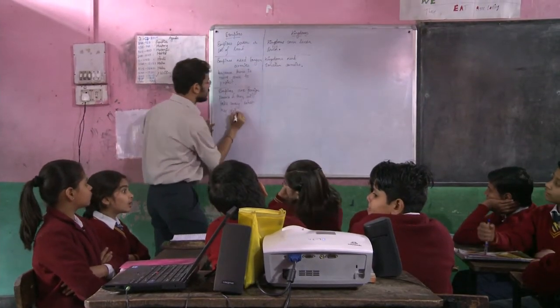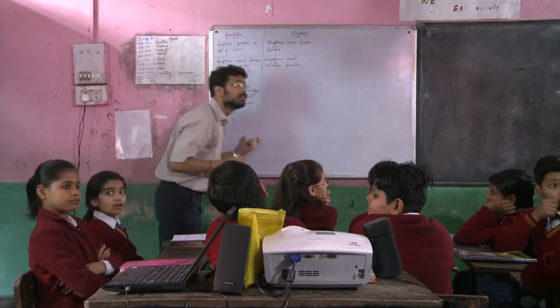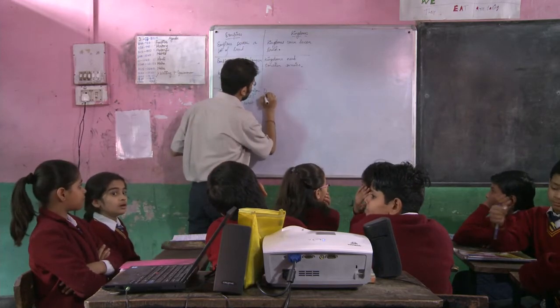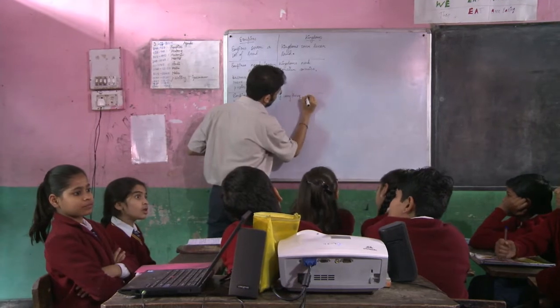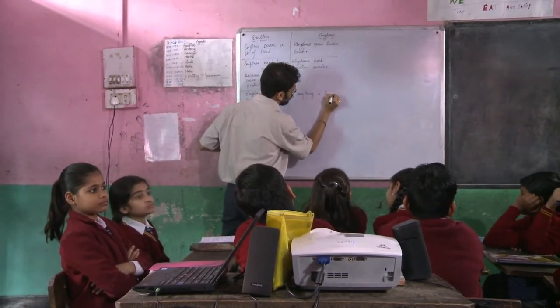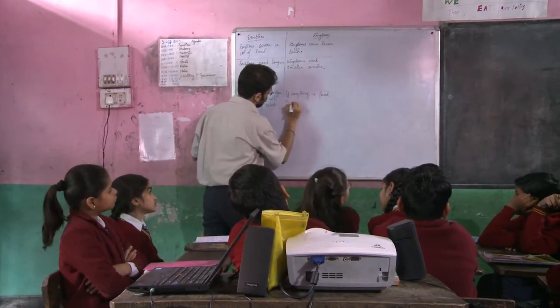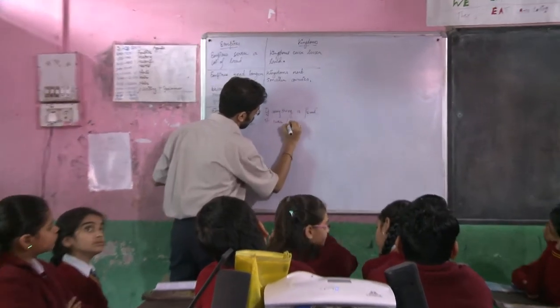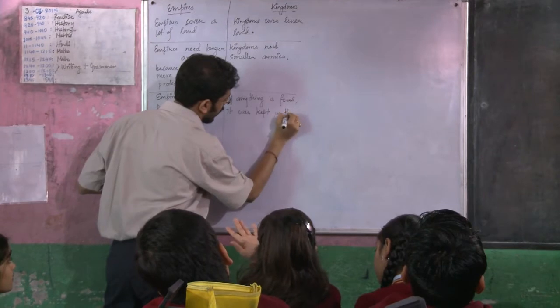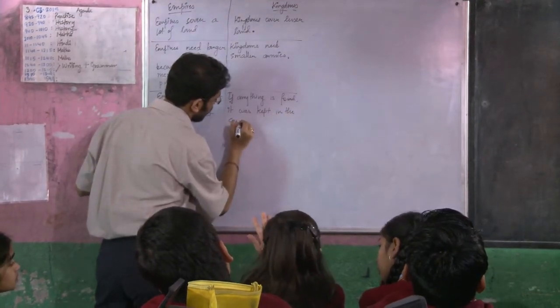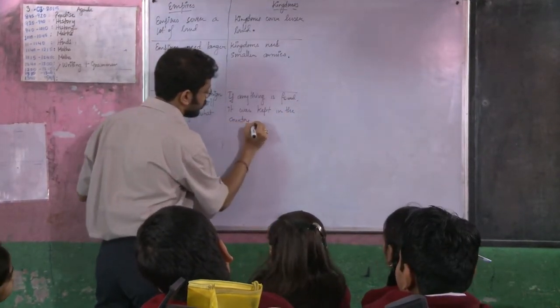Okay. What happens in kingdoms? In a kingdom, if anything was found, the king only lived in that country. If anything is found, then it was kept by the king. But after they died, it was the property of that country. It was kept in the country, I'll say. Okay. So I'm writing it was kept in the country. Is that fine? Yes. Okay. Thank you. Sit down.